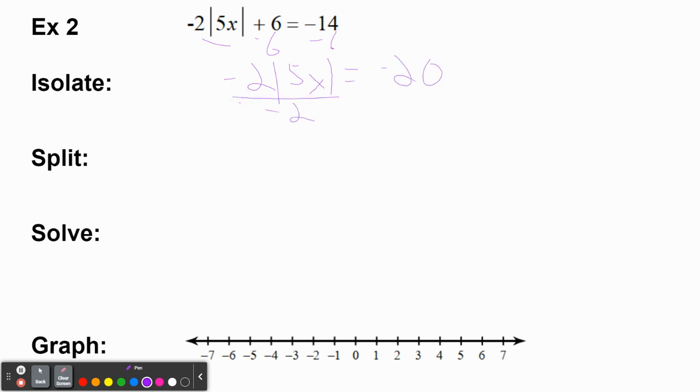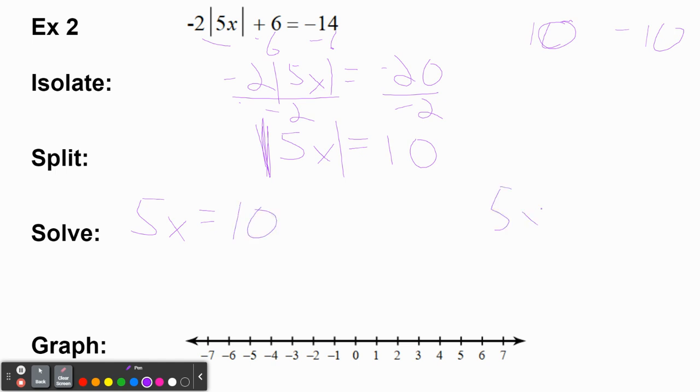Now I'm going to divide both sides by negative 2. And that will give me the absolute value of 5x equals 10. Now, once again, everything inside that absolute value can equal positive 10 or negative 10. So I need to solve for both situations. 5x equals 10 and 5x equals negative 10. Divide both sides by 5 on both problems. x equals 2, x equals negative 2.